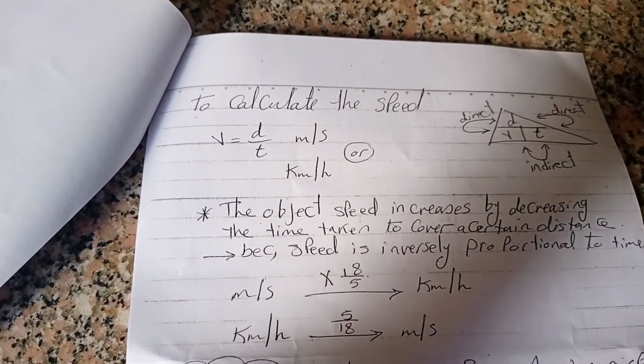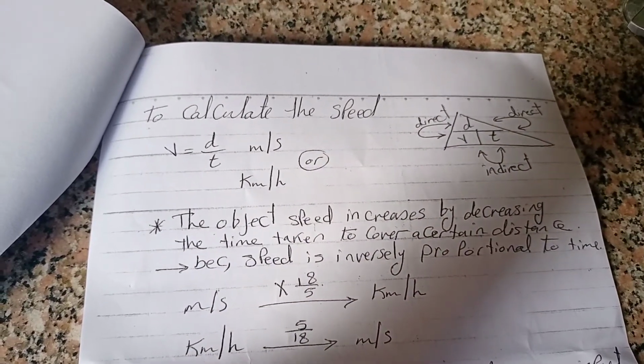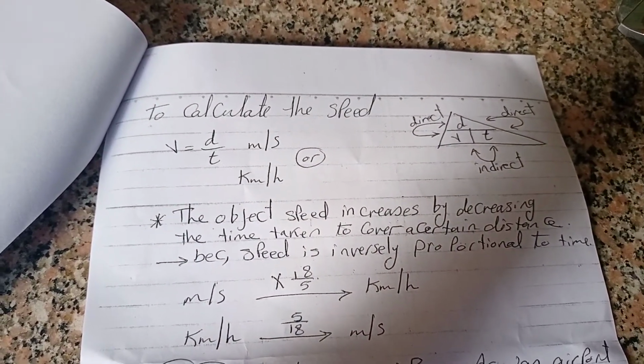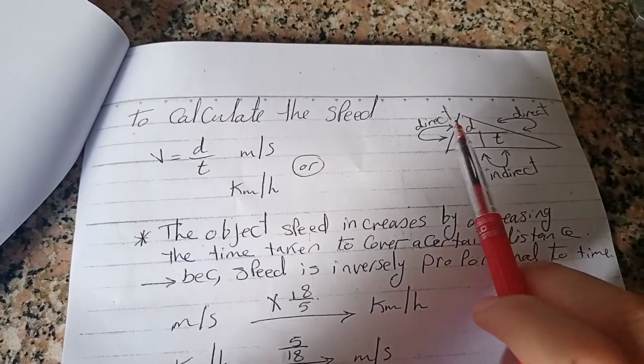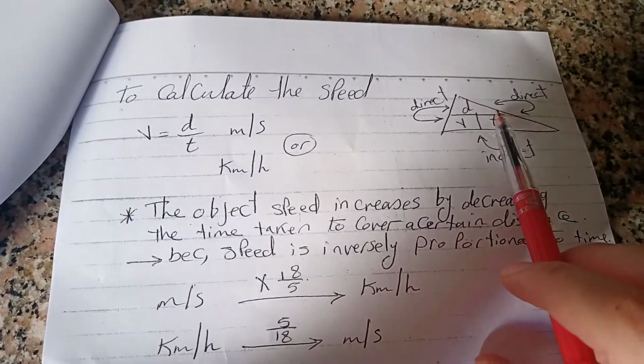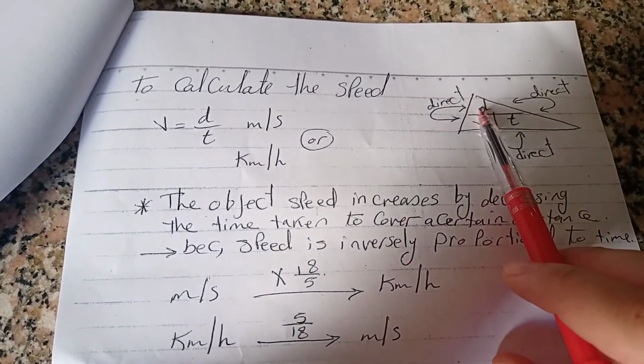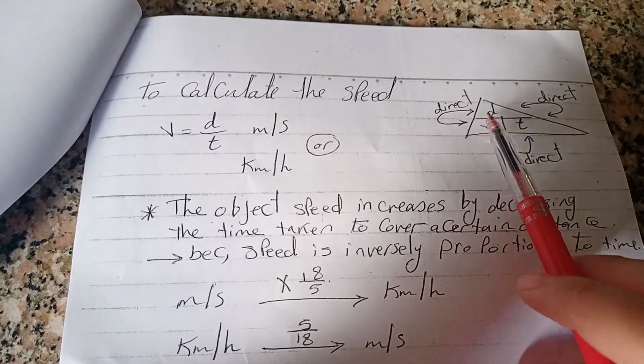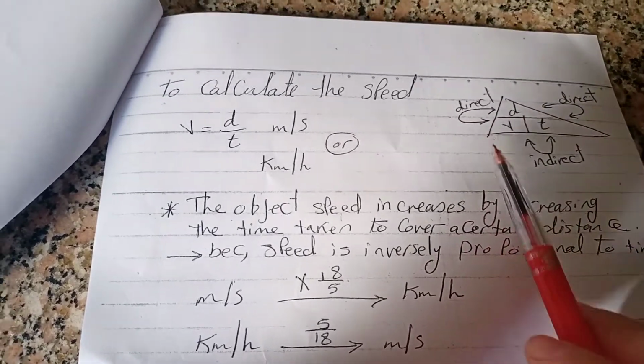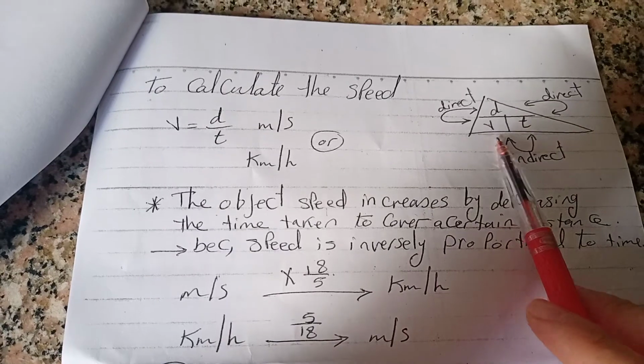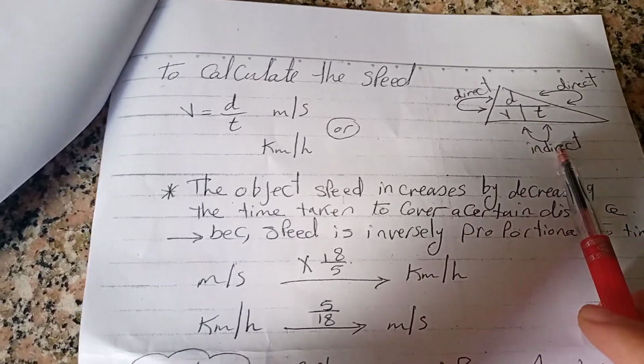To calculate the speed, we must make a triangle. Speed equals distance over time. The relation between distance and speed is a direct relation. The relation between distance and time is a direct relation also. And the relation between speed and time is an inverse relation.